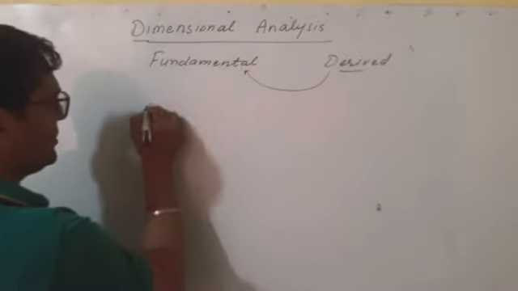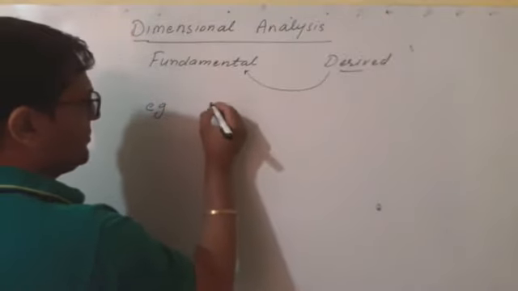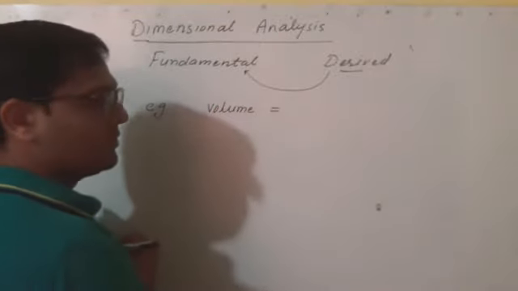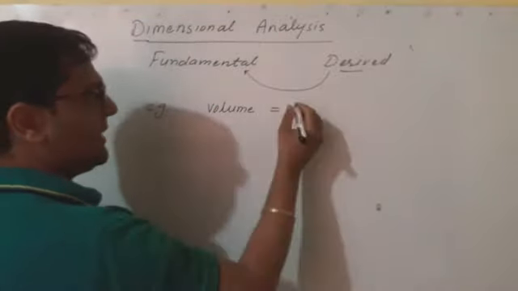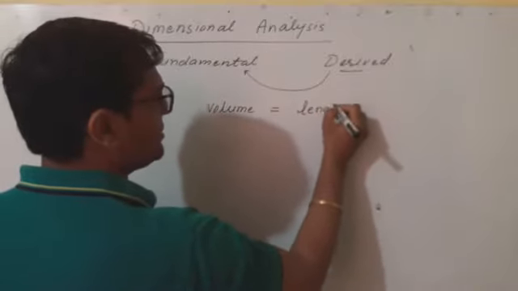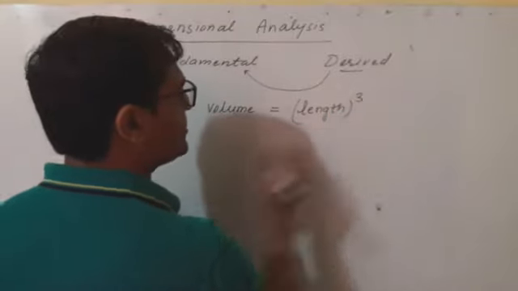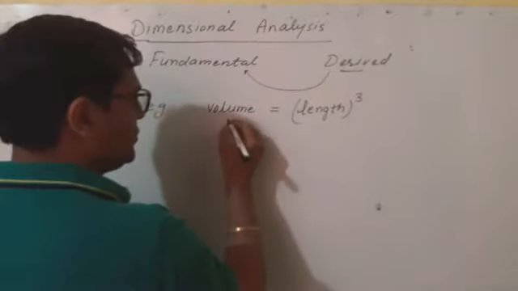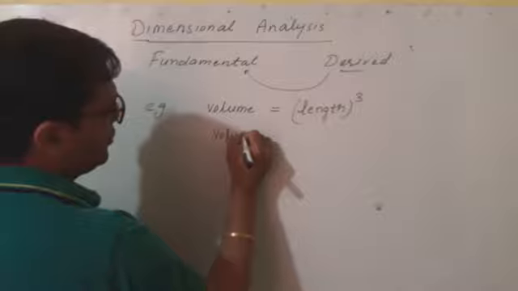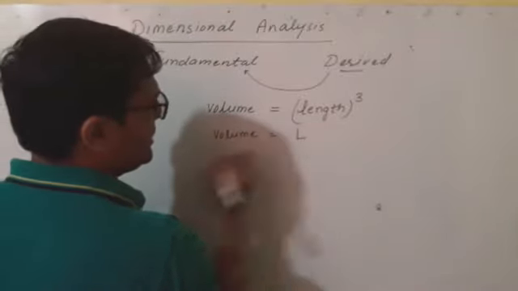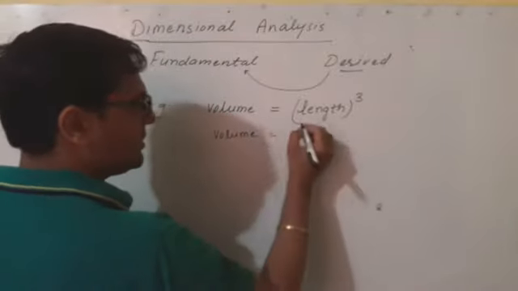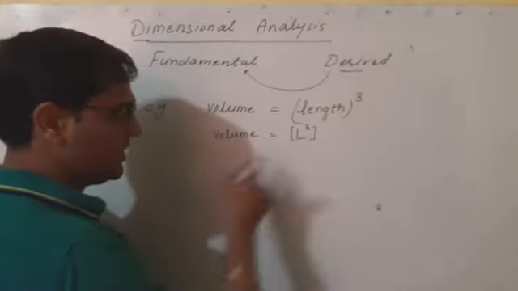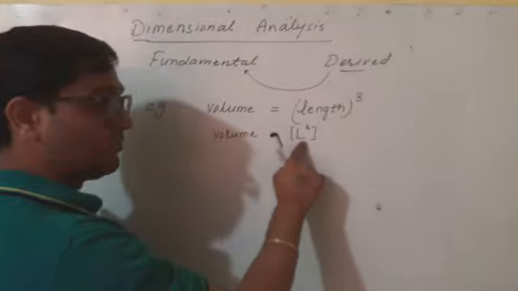For example, if I am taking volume, volume is a derived quantity and we can represent it as length power 3 because length is a fundamental quantity. So the dimension formula for volume becomes, length is represented by L, so L cube within square brackets. This is the dimensional formula for volume.